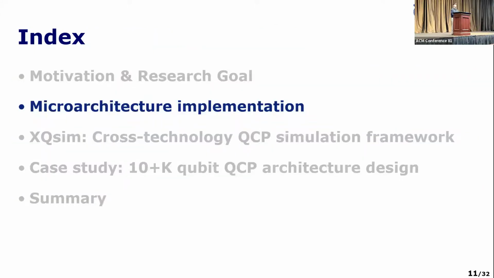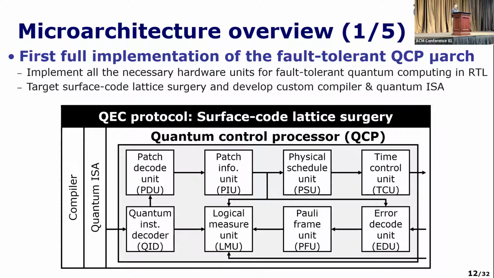From now on, I will introduce our microarchitecture implementation. This is the overview of our quantum control processor microarchitecture. In RTL, we implement all the necessary hardware units for the fault-tolerant quantum computing. For the detailed implementation, we target surface code lattice surgery and develop custom compiler and quantum ISA. Note that this is the first full implementation of microarchitecture, ISA, and compiler, which can run an arbitrary quantum program with lattice surgery. Due to the limited presentation time, we will briefly explain only the key role of each microarchitecture unit.